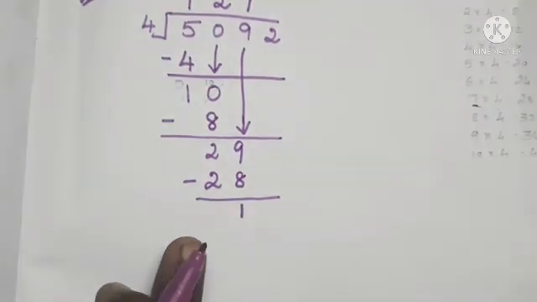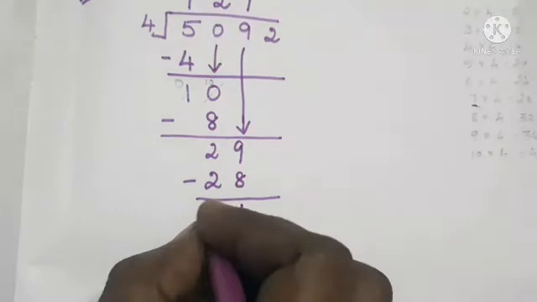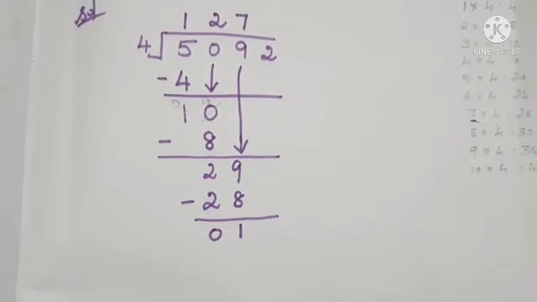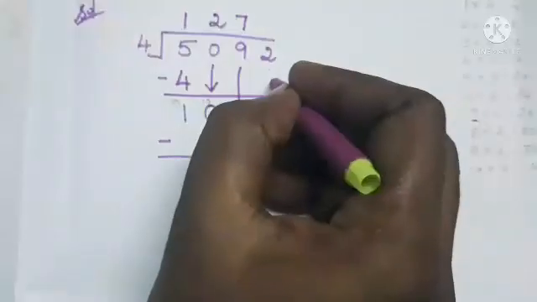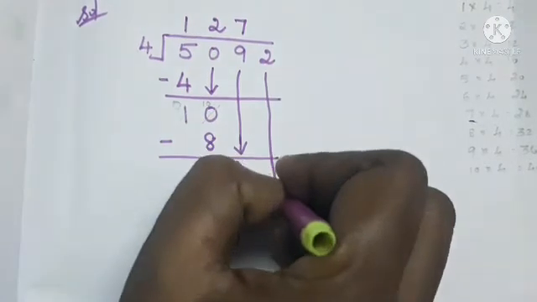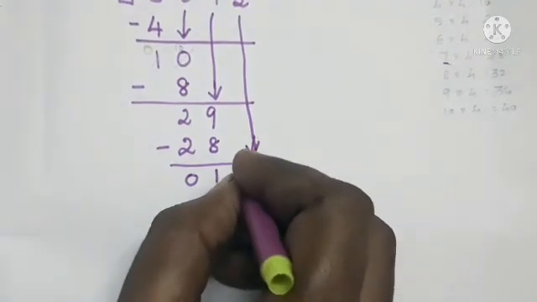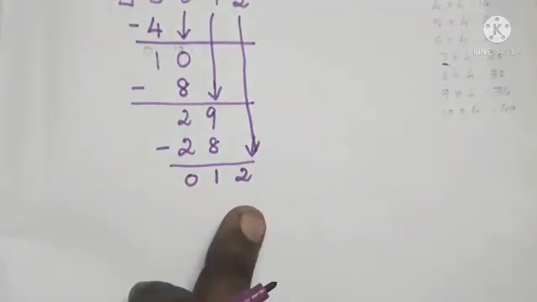And next 2 minus 2 is 0. If you want you can write it, otherwise you can leave it also, no problem. At the beginning, no 0, we can just leave it. Next at the last, what do we have at the ones place? Yes, we have 2. So we can bring the 2 down now. If you bring the 2 down, now we have 1 and 2 as 12.